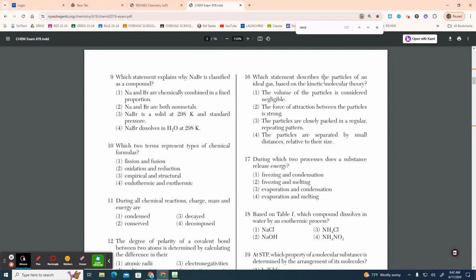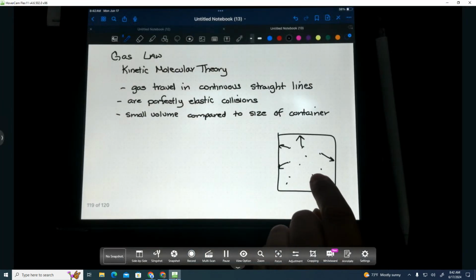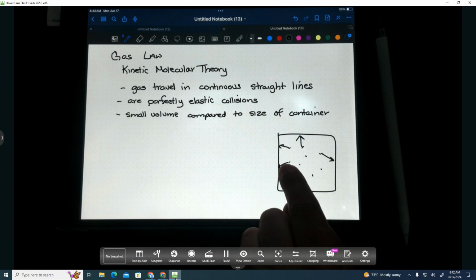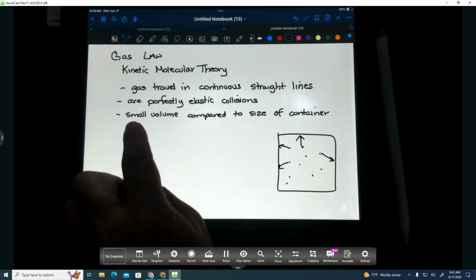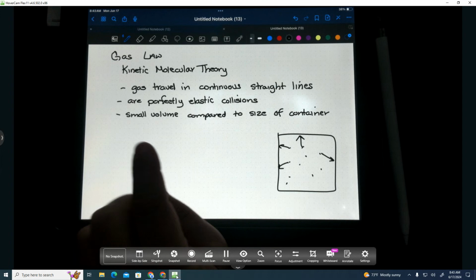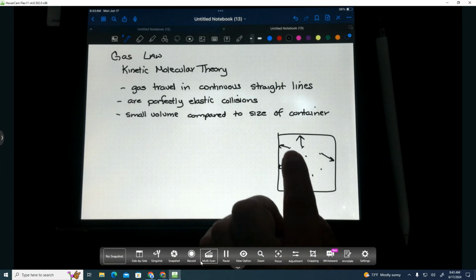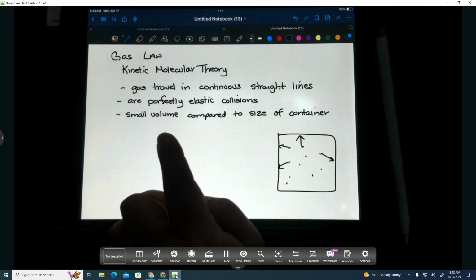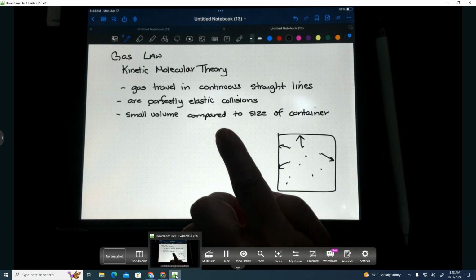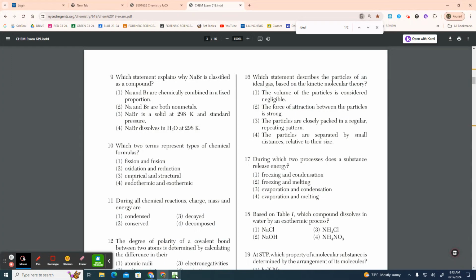Which statement describes the particles of a perfect gas, an ideal gas, based on kinetic molecular theory? The volume of the particles is considered negligible. Negligible means zero. The volume of a gas is small, negligible, zero, compared to the size of its container. In an ideal gas, is the volume of the gas considered negligible? Yes, it is. So this is my answer. The volume of the particles is considered negligible.